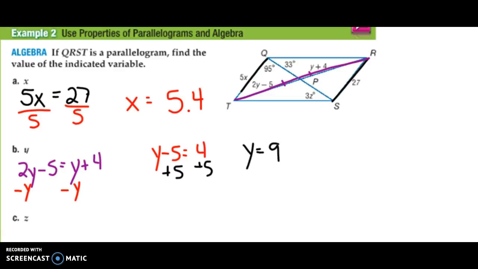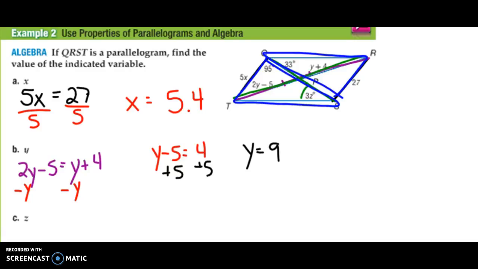Next, I'm looking for z. Now in z, I have this angle right here, and I don't see another z. Now, we saw in our last theorem, theorem 6.8, that if we have a diagonal, which TR could be that, or so could QS actually. QS cuts it so that I have this triangle right here, and I have this triangle right here.